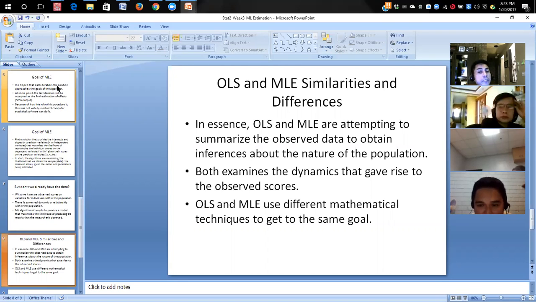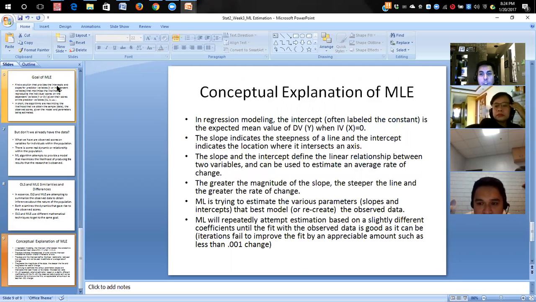All right, so OLS and MLE, what's the difference? Well, they use different mathematical techniques to get to the same goal. And the goal is always to examine the dynamics. But in OLS, there was a very specific math, right? You are boxed in. This is your formula for OLS. Whereas in maximum likelihood estimation, there is iteration, which I will demonstrate to you in the next hour for sure.